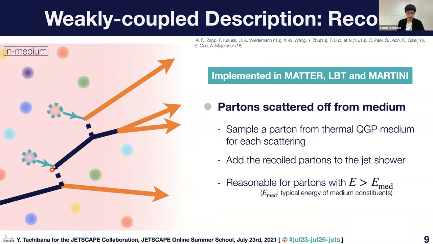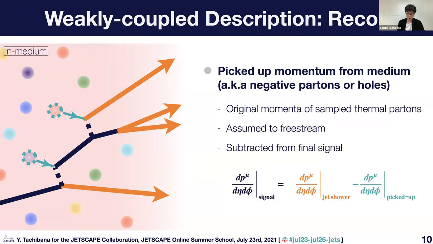This description is good when the scattered particle's energy is larger than the typical energy scale of the medium constituent. So let's say the scattered particle's energy is E, and if this E is larger than the typical energy and momentum of the medium constituent, then this description is reasonable. But here one thing we need to take into account is that the jet shower gains energy and momentum from the medium, because we pick up a particle from the medium and add it to the list of the jet shower. So we need to take into account the picked up energy and momentum from the medium.